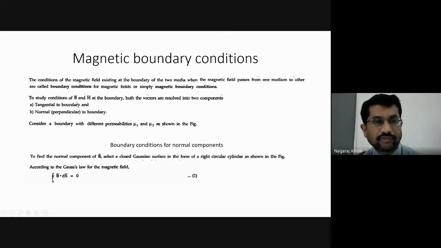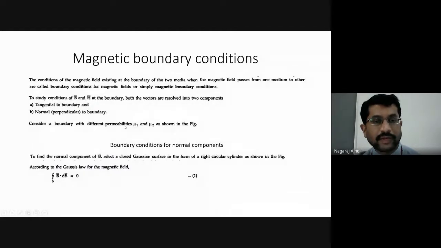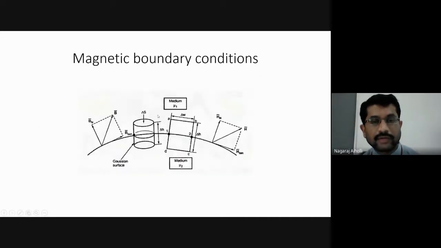To study these conditions of B bar and H bar at the boundary, both the vectors are resolved into two components. One is tangential to the boundary, another one is normal or perpendicular to the boundary. Just now I explained that it is B tan bar, Bn bar, and H tan bar and Hn bar, the tangential and normal components. Consider a boundary with different permeabilities mu1 and mu2 as shown in the figure. Here we are considering two media. One medium has the permeability mu1, another medium has the permeability mu2. These are the two media in which the permeabilities are different.